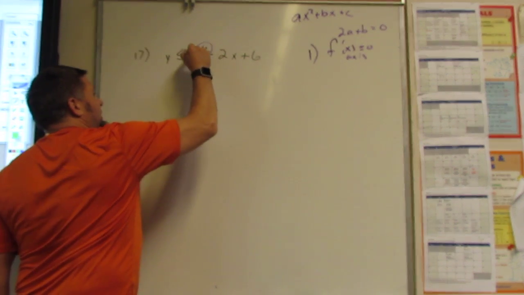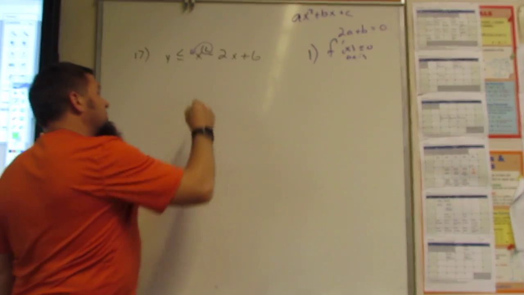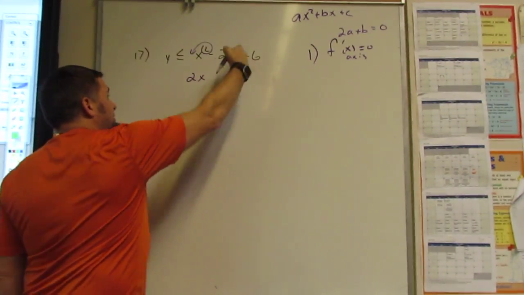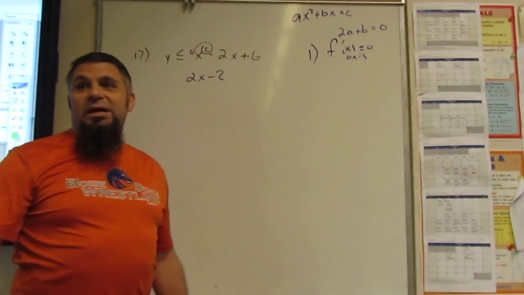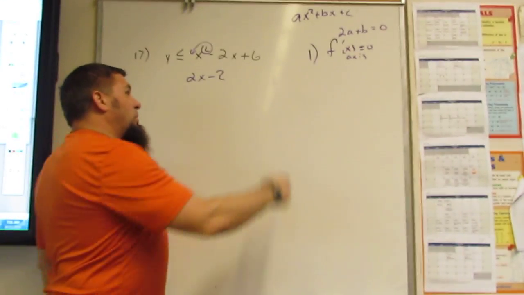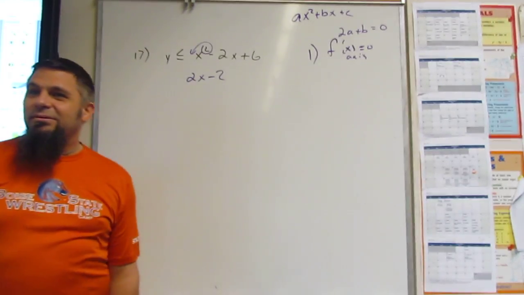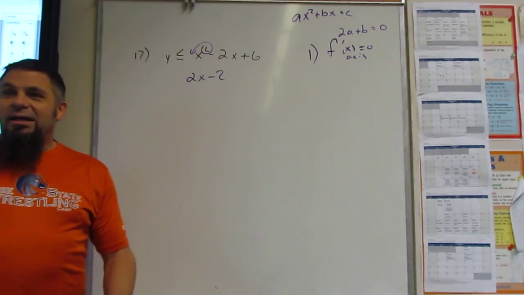2 times 1 is 2. Take away 1. It's 1. 1 times 2 is 2. Take away 1. There's none. Multiply by none. There's none. Ta-da! Calculus. That's it.